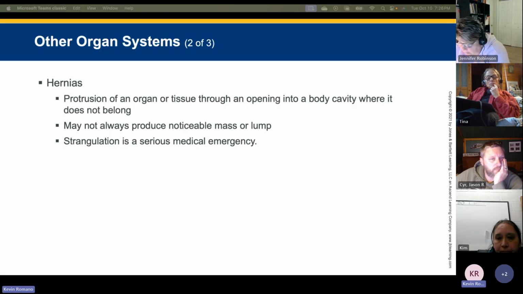Cannot be pushed back in and are compressed by the surrounding body tissue. So strangulation of an incarcerated hernia is a serious medical condition. Blood supply is compromised by the compressed surrounding tissue, so these may have to be surgically repaired.